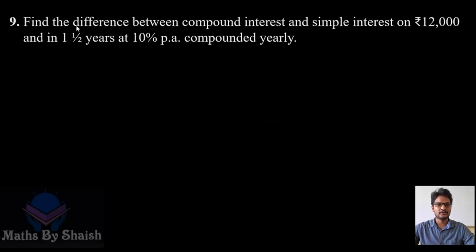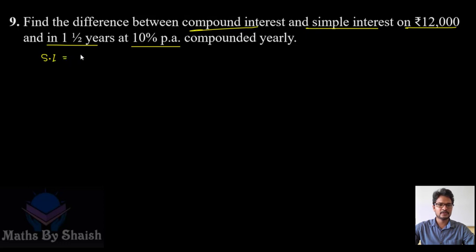And here's the ninth question. Find the difference between compound interest and simple interest on 12,000 in 1.5 years at 10% per annum compounded yearly. For compounded yearly, we can directly calculate the simple interest and compound interest. First, we'll calculate simple interest.